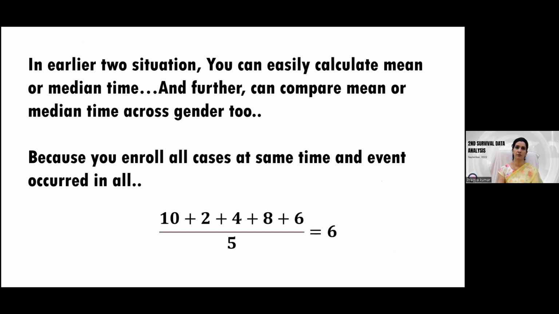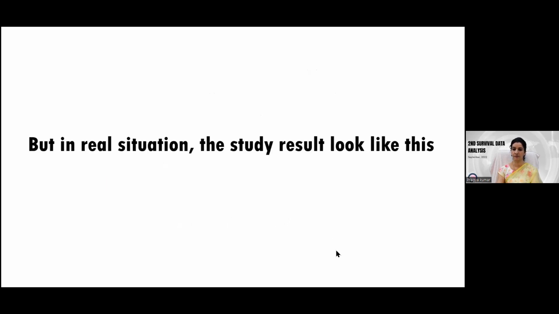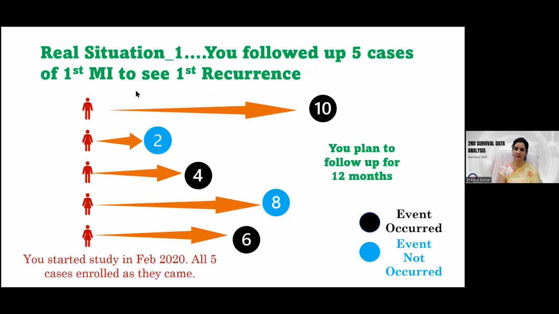So now in the earlier 2 situations, you can easily calculate the mean or the median time. And you can compare the mean or the median time across any categorical variable, like in this case, across gender. So what will we do if we have to calculate the mean time? You will add up all these times, like 10 plus 2 plus 4, 8, and 6, and you will divide it by 5 because there were 5 individuals. So the mean time of happening of this event will be 6 months.